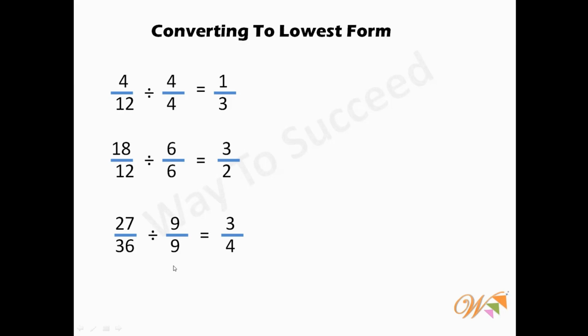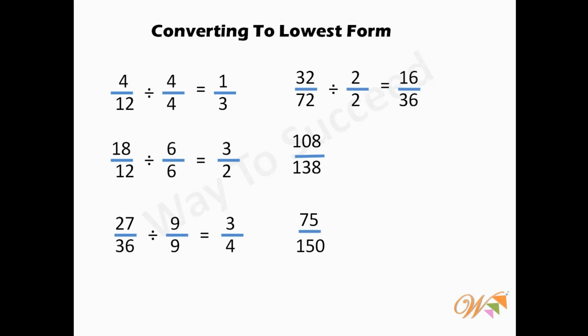Let's say you don't have time to think about the highest common factor. Then in that case, there are some shortcuts. For example, let's say I have 32/72. Now I see that my numerator and my denominator both are ending with an even number. So definitely I can divide them by 2. So I'll simply start by dividing them by 2/2. When I divide 32/72 by 2/2, I get 16/36.